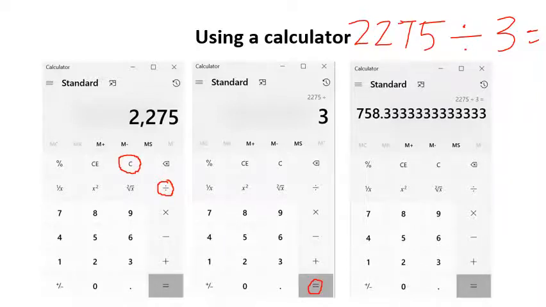The other way you can do it as well is just to reverse the operation. So here I've got my answer. I divided this number by 3, so I can just do the reverse.